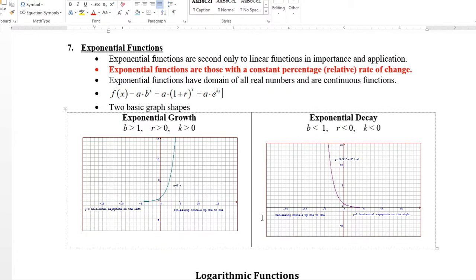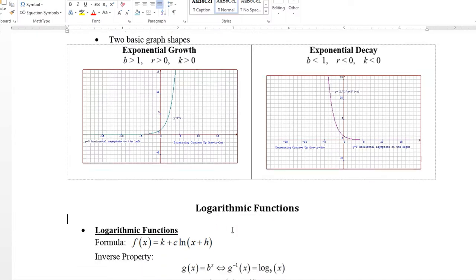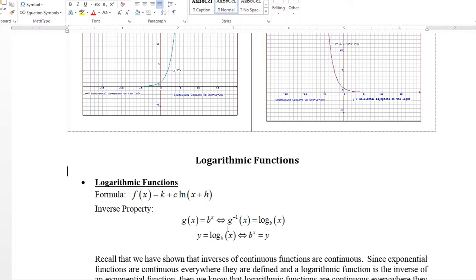Let's continue on with this just a little bit and talk about logarithmic functions as well. Logarithms are just inverses of exponential functions. So the most basic exponential function, say, is g of x equals b to the x, right here. And so that means g inverse is log base b of x. So in other words, if you write y equals log base b of x, that's just another way of writing b to the y power equals x.